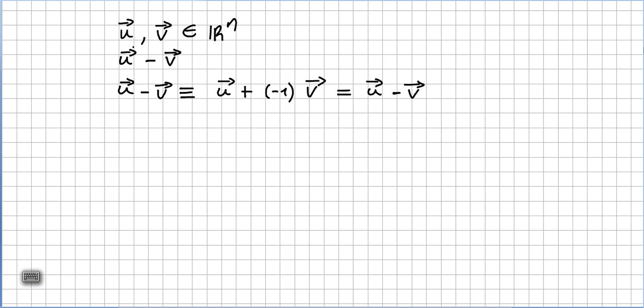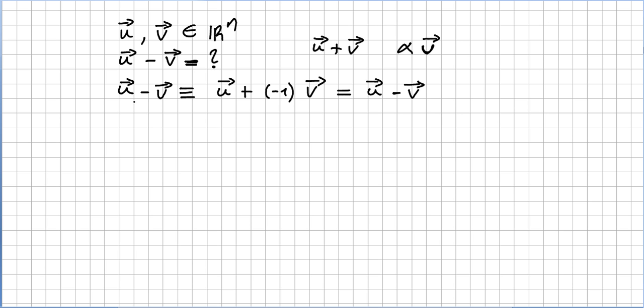So we have vector u and vector v, both belonging to Rn. And now the question is, what is u minus v? We already defined the addition, right? Just check the previous videos for addition. And we already defined the scalar multiplication.